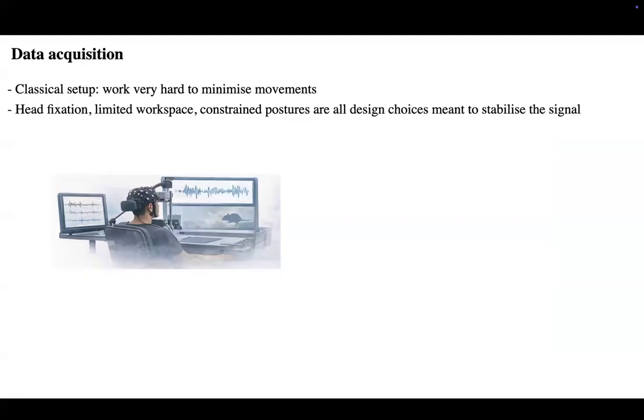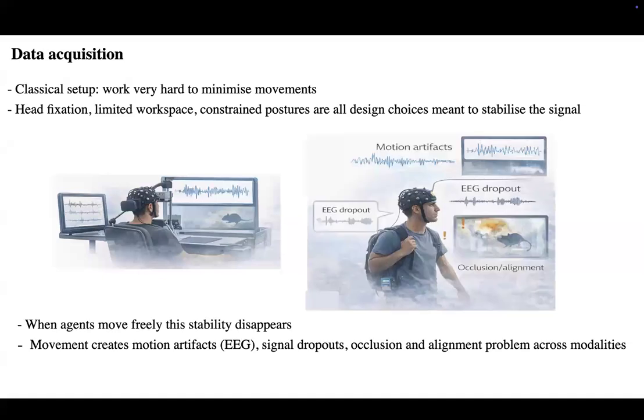So the first step. In classical setups, you work very hard to minimize movements. You have head fixations, especially if you're working with animals. You have limited workspace, you have constrained postures, and these are all design choices, and they are meant to stabilize the signal. In freely moving, when agents start moving, this stability disappears because movement creates motion artifacts. For example, if you're recording with EEG systems in freely moving humans, you get signal dropouts, you get occlusion. If you're doing computer vision for behavioral tracking, you get alignment problems across modalities.